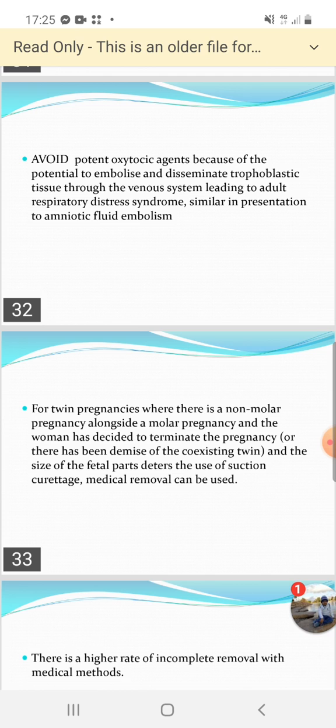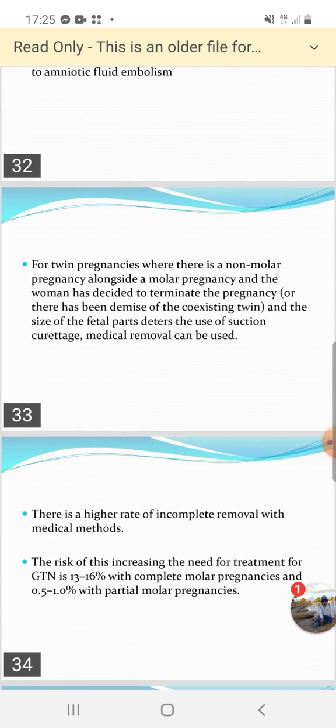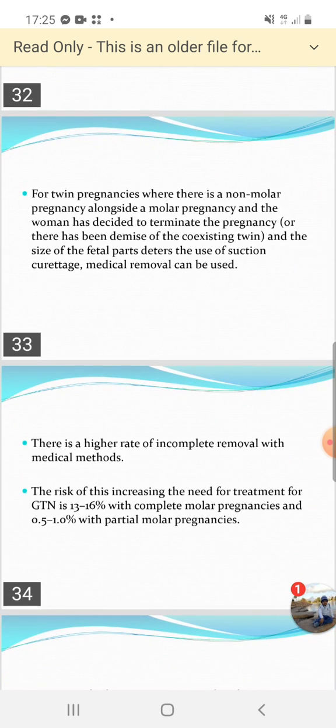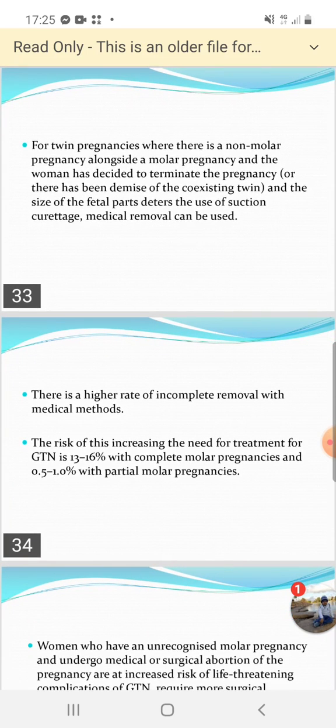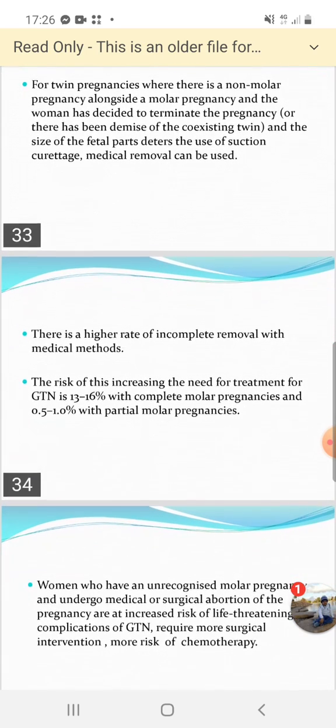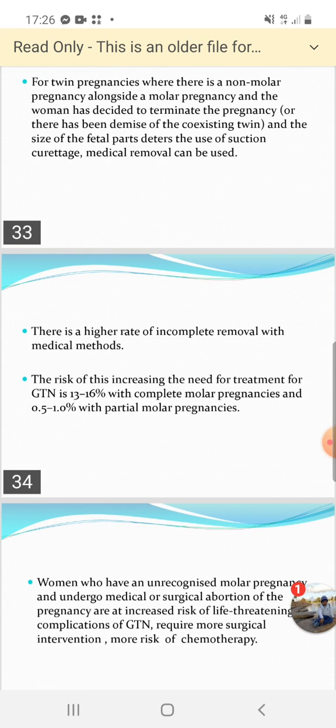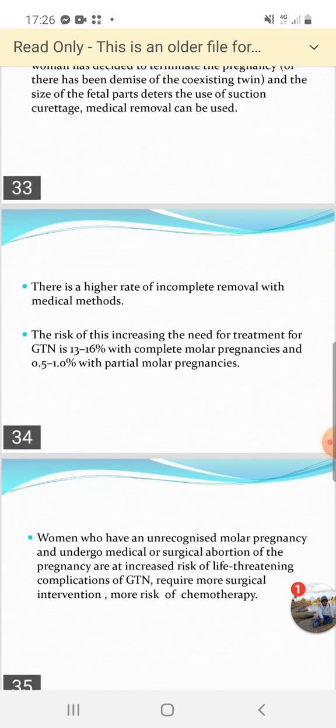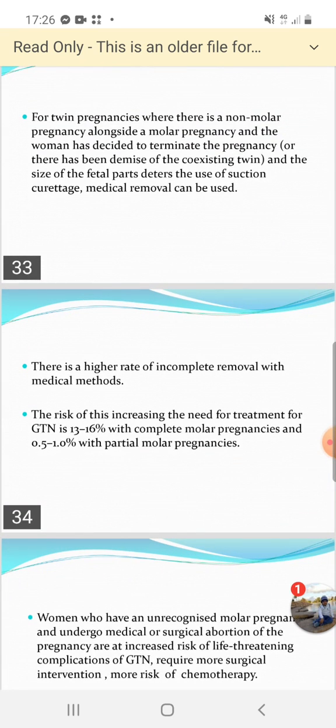So when you are going to use oxytocin and there is still tissue, the same mechanism will happen and it will travel to the lungs and cause amniotic fluid embolism. Or even if it is not causing amniotic fluid embolism, later it can cause metastatic disease. For twin pregnancies, when there is a molar pregnancy alongside a normal pregnancy, and the woman has decided to terminate, or there is demise of the coexisting twin, and the size of fetal part deters the use of suction curettage, medical removal can be used. So if there's a twin pregnancy and again one fetus is large, you can consider medical removal.